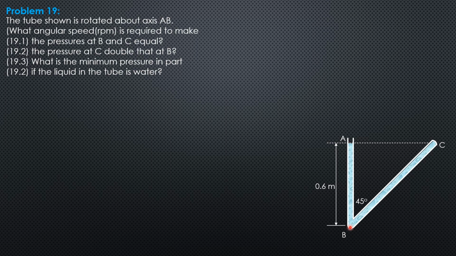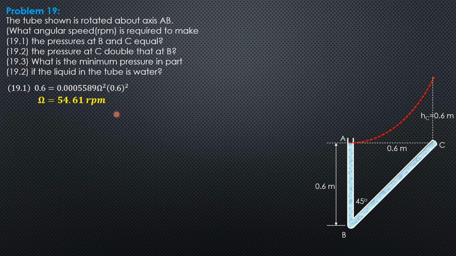Since the head over B is always 0.6, for pressure at B and C to be equal, the height at C should also be 0.6 to the imaginary parabolic surface. So that's also 0.6. Substituting into the equation, 0.6 equals 0.000558 omega squared times 0.6 squared. The radius is 0.6. So omega is equal to 54.61 revolutions per minute.